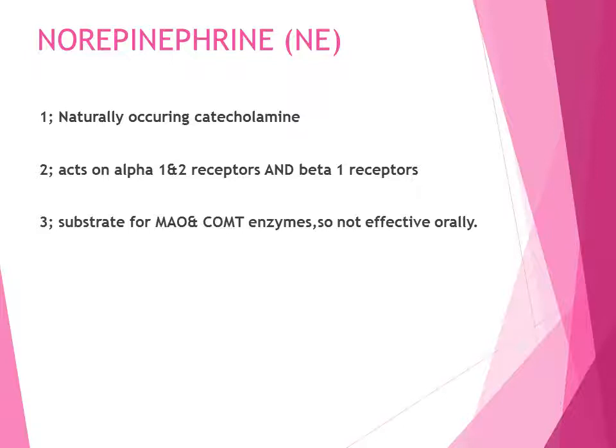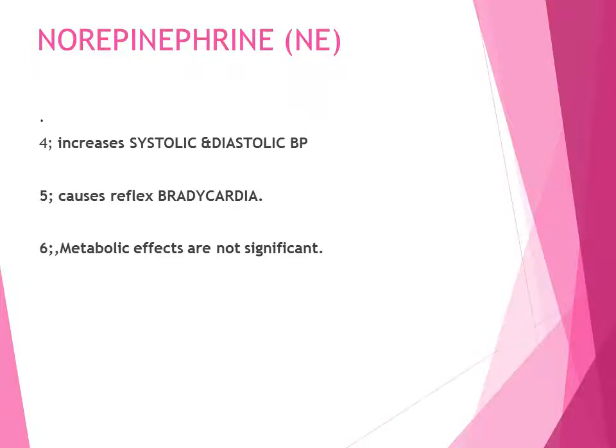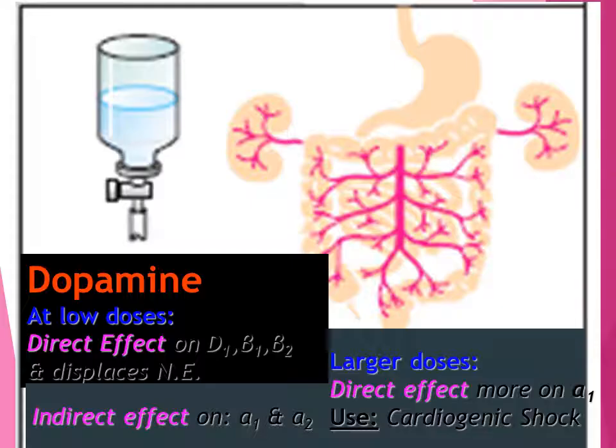The second direct sympathomimetic is norepinephrine. Norepinephrine is a naturally occurring catecholamine, which acts on alpha 1 and alpha 2 receptors and beta 1 receptors. Norepinephrine increases systolic and diastolic blood pressure and causes reflex bradycardia. Its metabolic effects are not significant.